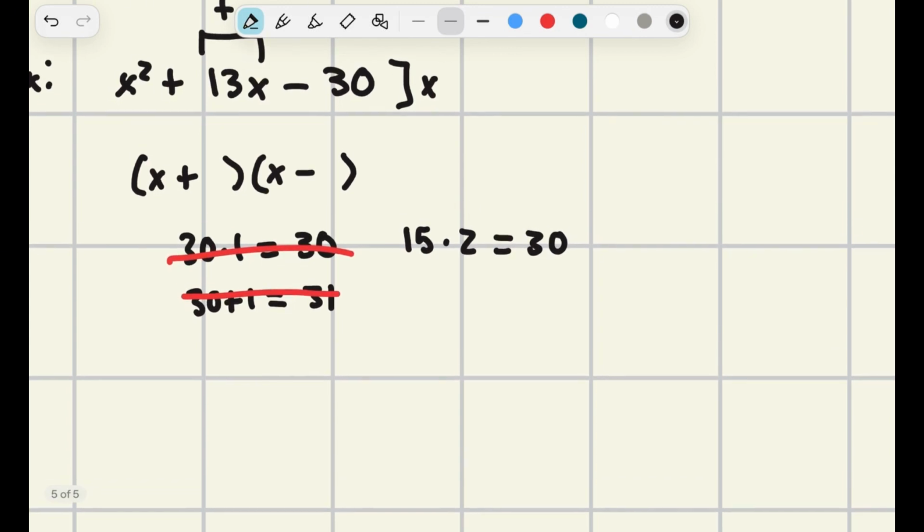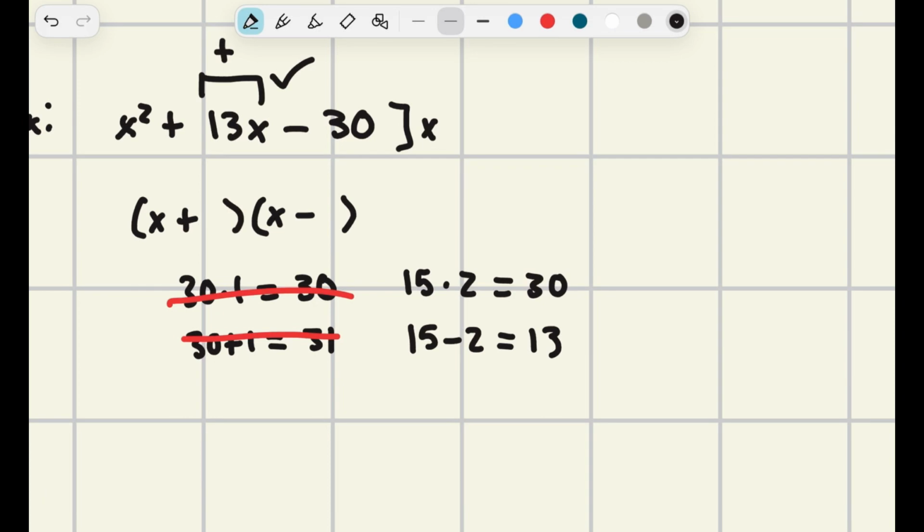Let's go ahead and follow our rules. So if 15 is the bigger number, that means 15 has to go in this bracket, which means 15 is positive. Sorry, the wind is very loud. And then 2 is a smaller number. So 2 will go in this bracket, which means 2 has to be negative. So 15 minus 2, that would equal 13. That gives us what we want.